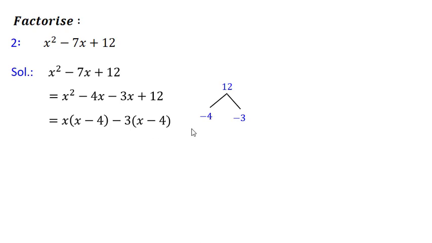You have to keep in mind that once you get one factor like x minus 4, here also you must get x minus 4 as a factor. If you are not getting it, then you are definitely making some mistake in your problem. Now x minus 4 is common, so take x minus 4 common. In one bracket you have x minus 4 and in the other bracket you have x minus 3. So this x square minus 7x plus 12 gives you x minus 4 into x minus 3.